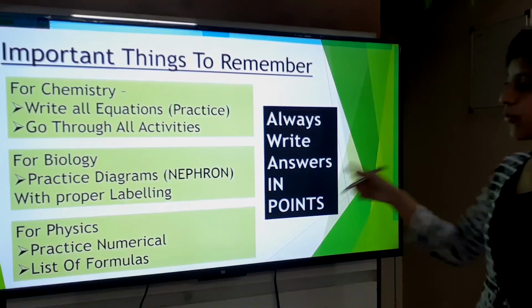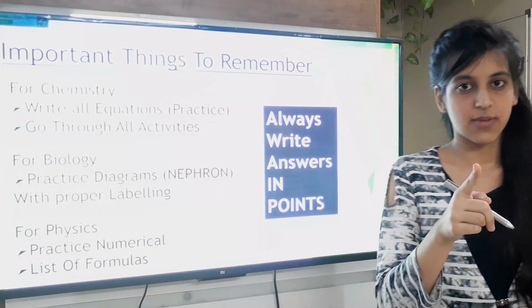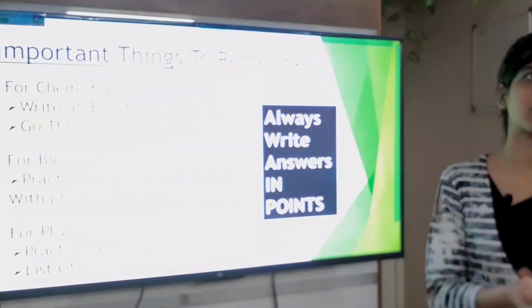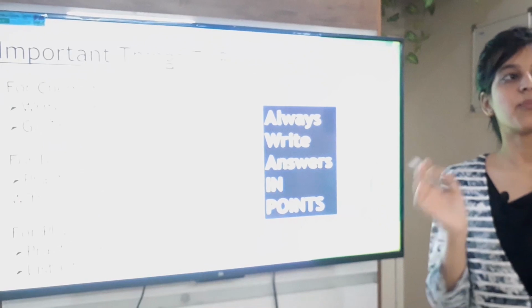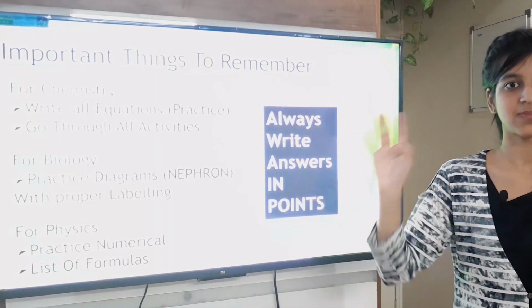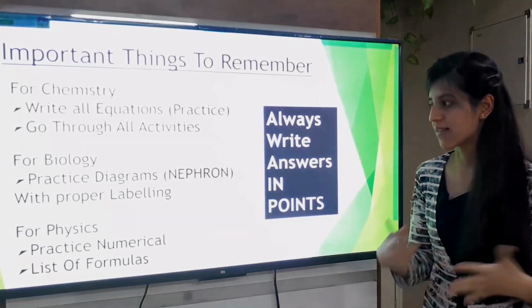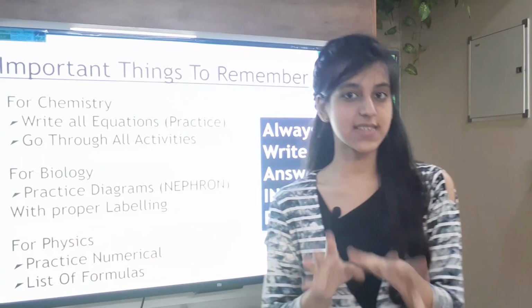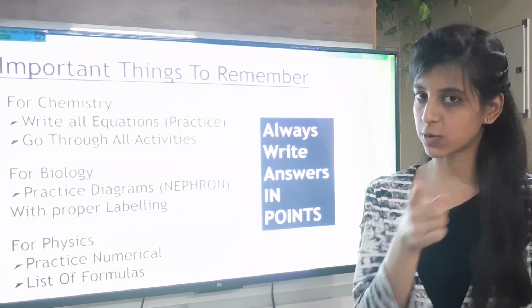Always write the answer in points. Always write the answer in points means always, okay? 3 marker question, 3 points; 5 marker question, 5 points. Build proper points, and it shouldn't be that if you have to write 3 points you write anything. They should have some meaning, they should have some sense. Okay, whether or not you took a screenshot of anything else, this one you should take, correct?